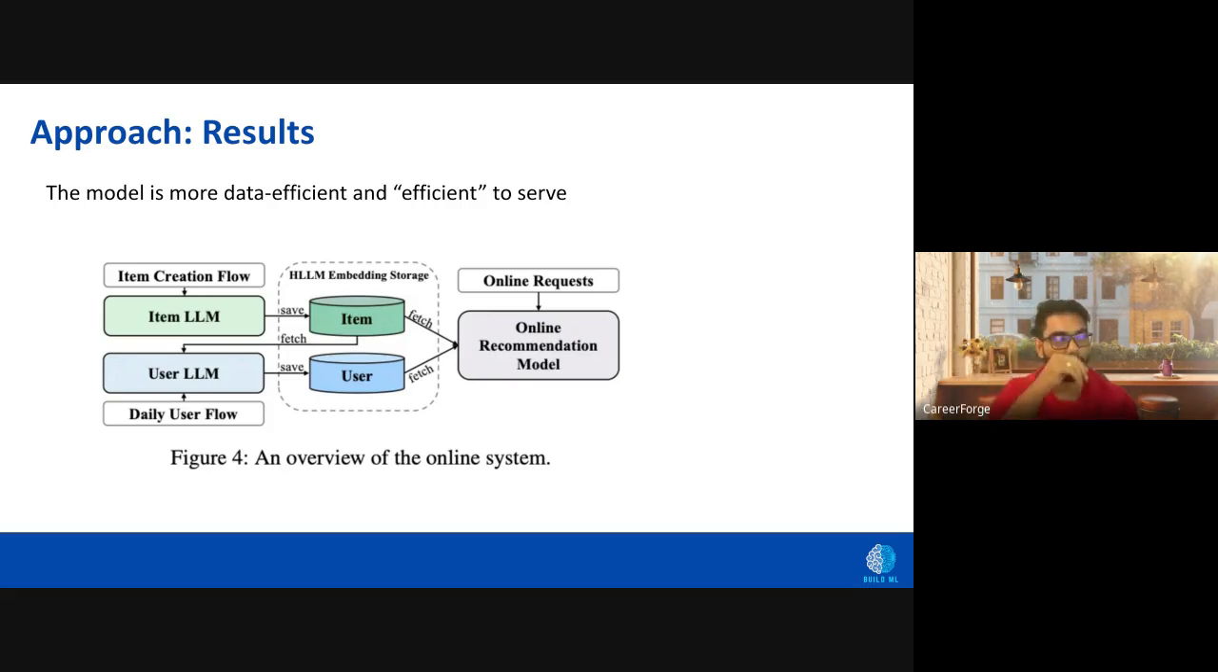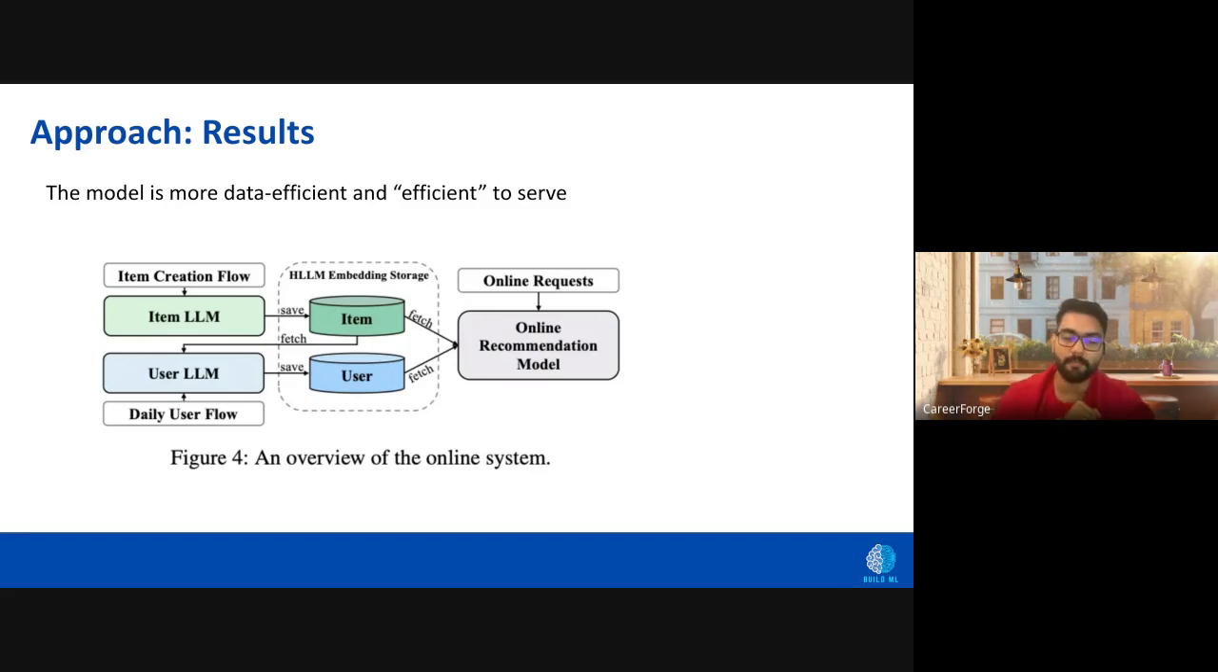And how they're doing that is by having this interesting flow, where they create the item embeddings when the item is created. Item embeddings just take the item description and title. So as soon as the item is created, you can create those embeddings and store them. You don't need to update those unless you retrain your item LLM, maybe once a day or once a week, something like that. So you don't need to update that LLM very often.